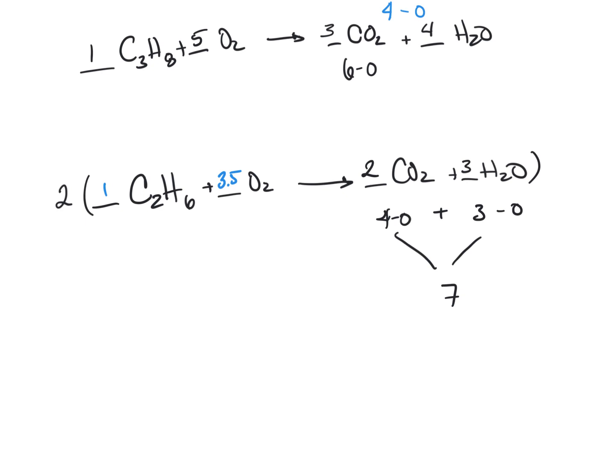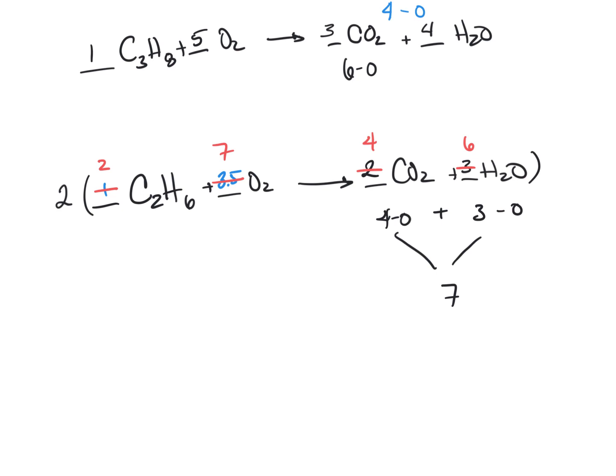Now, when I say multiply the entire expression by 2, I mean I'm going to multiply 2 by just the coefficients. 2 times 1, 2 times 3.5, 2 times 2, and 2 times 3. So let's go ahead and do that. I'm going to cross these out. 2 times 1 is going to be 2. 2 times 3.5 is going to be 7. 2 times 2 again is going to be 4. And 2 times 3 is going to be 6. And so now those are my new coefficients, 2, 7, 4, 6, and that is balanced.